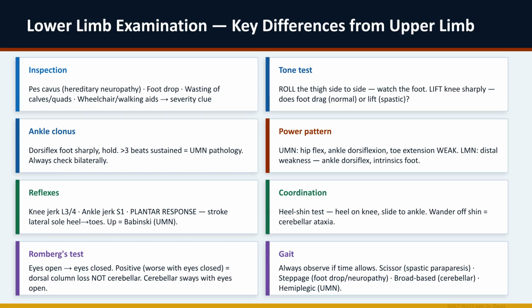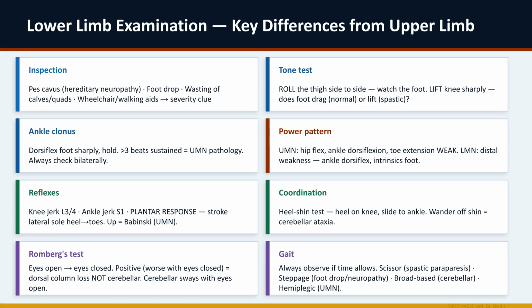For tone, pick up each leg and roll it. Roll the thigh rapidly from side to side and watch whether the foot moves freely. Then lift the knee sharply. In a normal leg, the foot drags along the bed. In a spastic leg, the foot lifts off the bed because tone is increased. Check for ankle clonus. Dorsiflex the foot sharply and hold. Sustained rhythmic contractions, more than 3 beats, indicate upper motor neuron pathology with hyperreflexia.